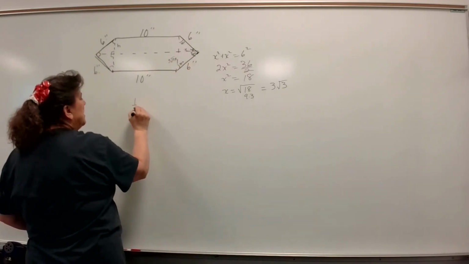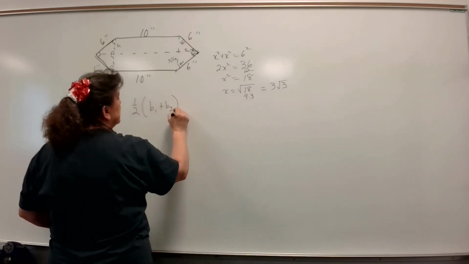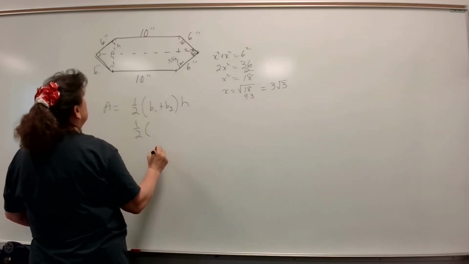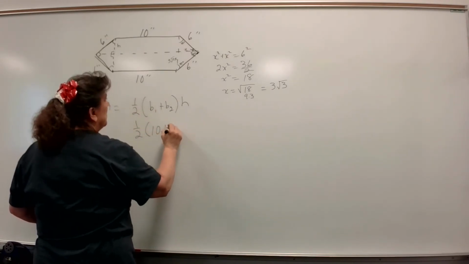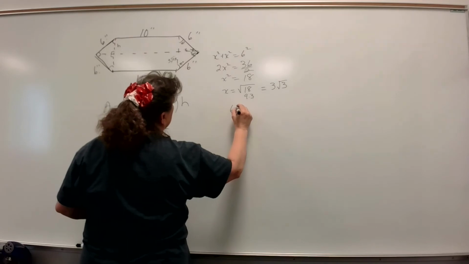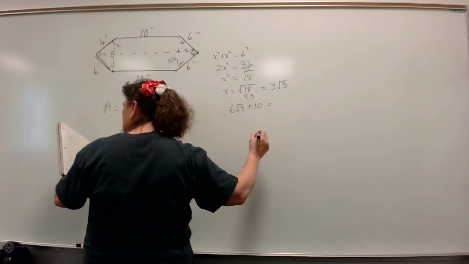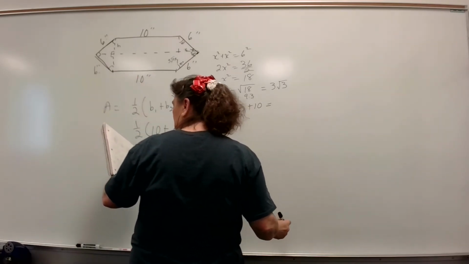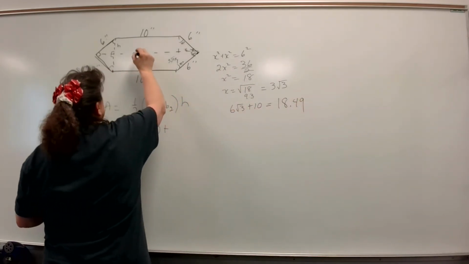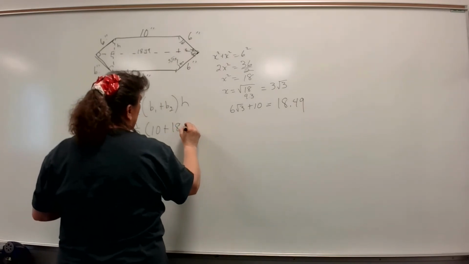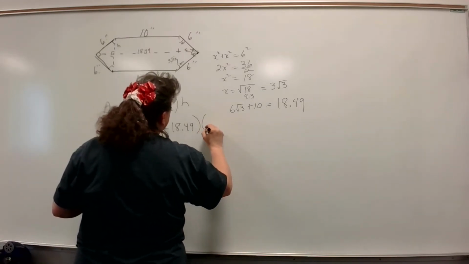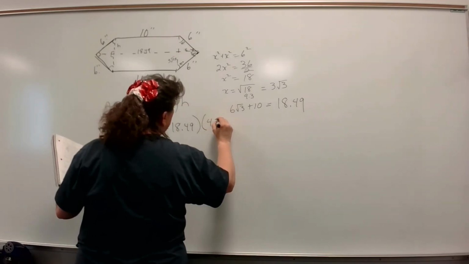So as a trapezoid, you have 1/2 times b1 plus b2, and these are exactly the same, times my height. Therefore, 1/2 times, oh, I didn't calculate my other one. My b1 is 10. What's my b2? Well, these x's are all the same, so we're going to add them together and get 6 square root of 2 plus 10, which is going to equal 18.49. So this is 18.49, times my height, which 3 square root of 2 is approximately 4.245.